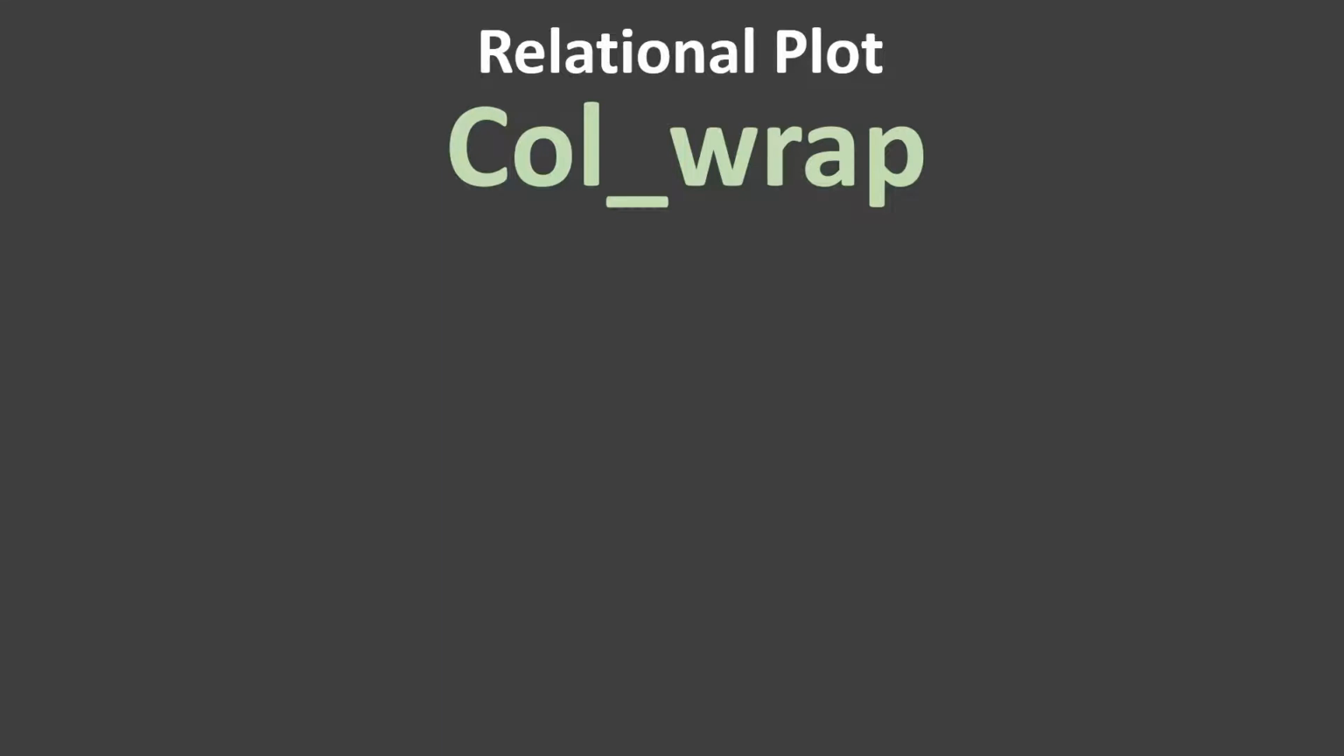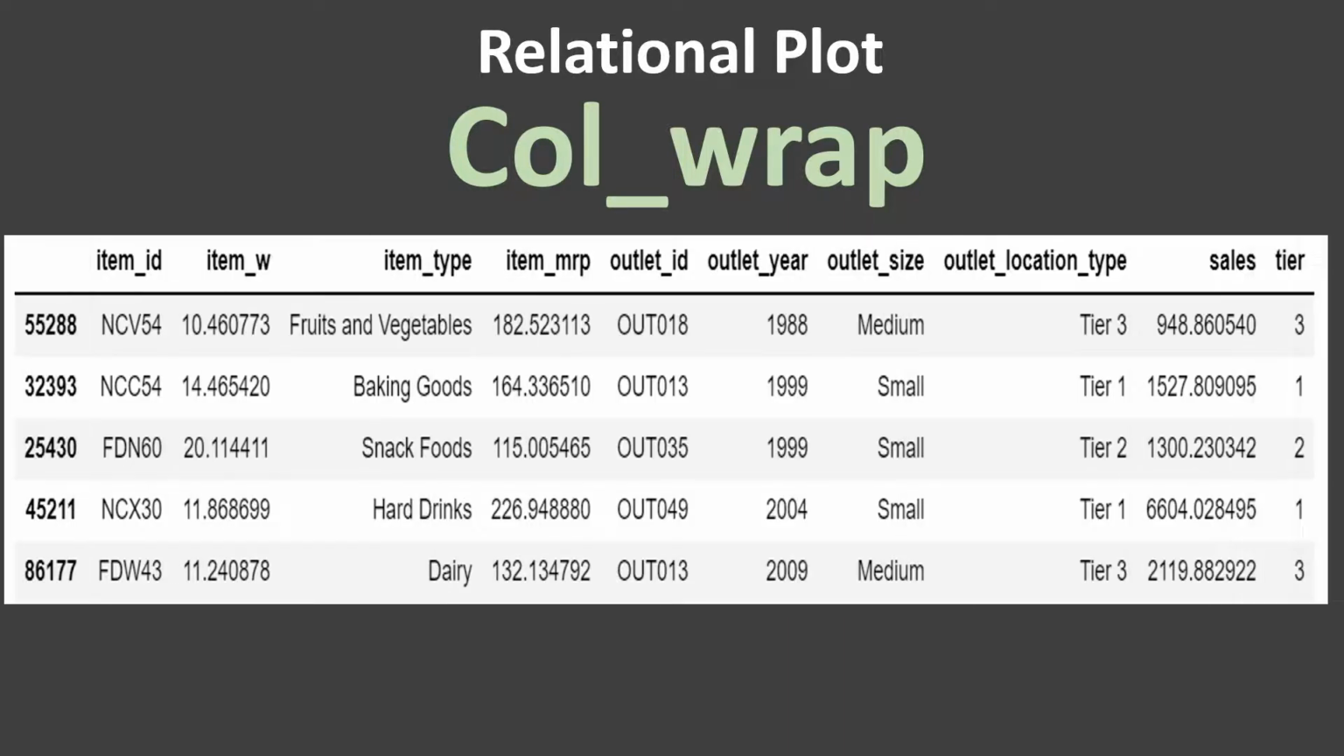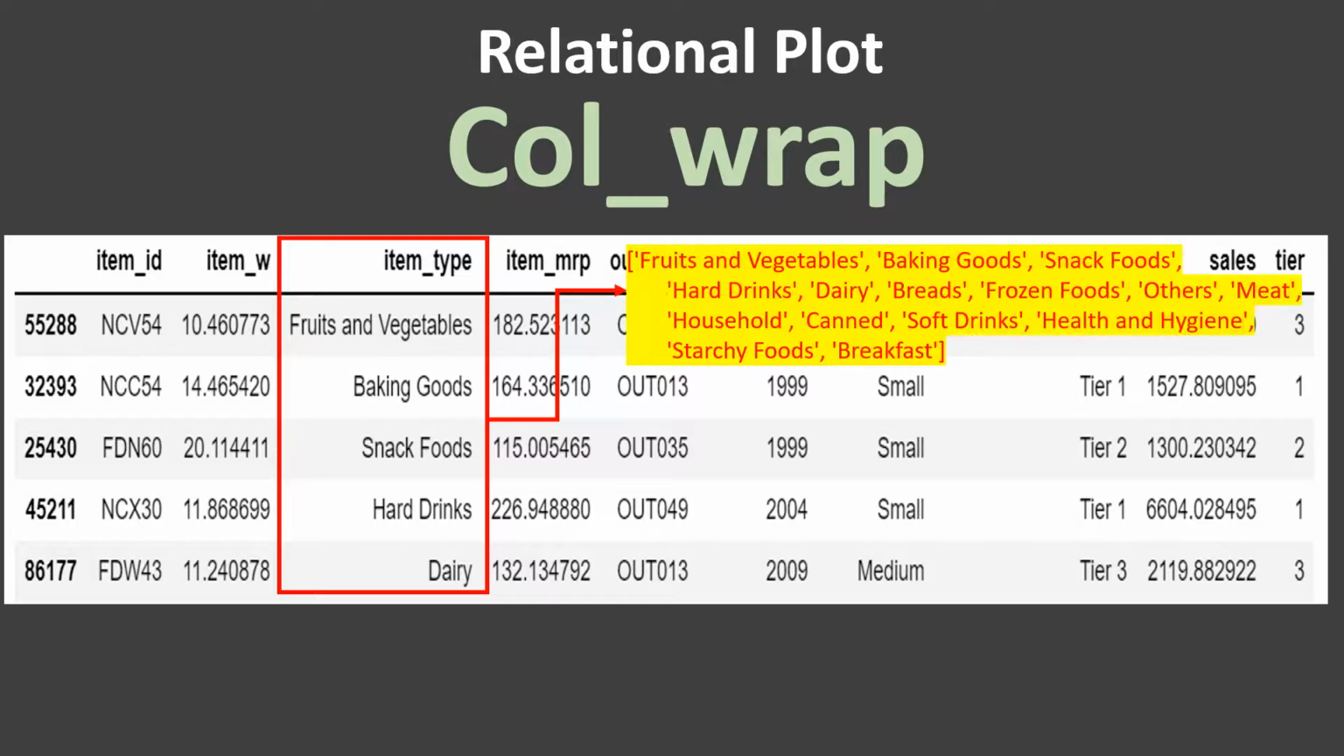If you have seen my video on distribution plot, in that we covered that you can create different columns of the same plots based on a categorical variable. The same thing happens here, but here it gives you the functionality of wrapping the columns. For example, here you have one table in which you have one variable, item type, which has all these unique values, which are 15 in count.